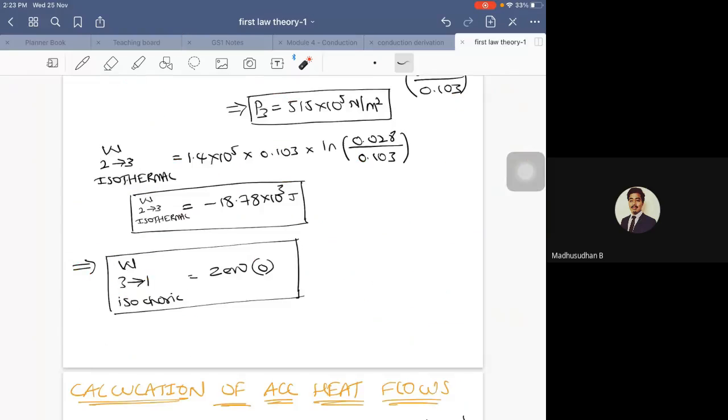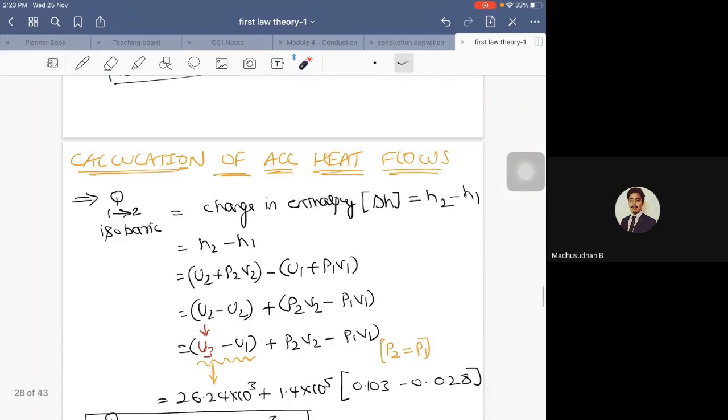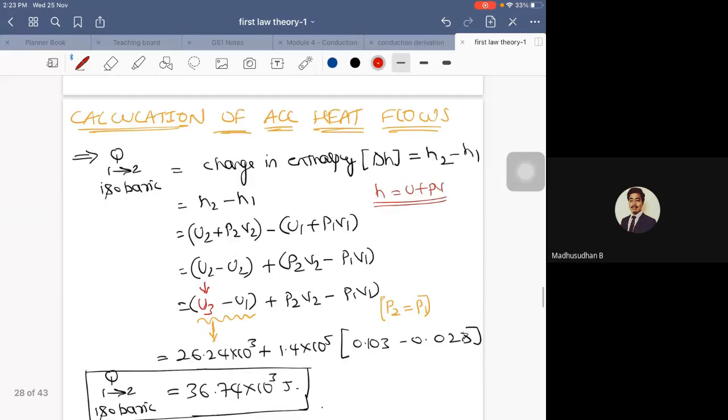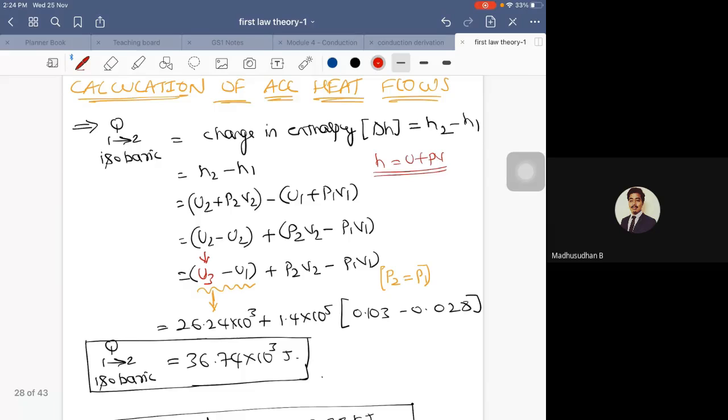So the same thing is being done here. Q1 to 2, since it is an isobaric process, change in enthalpy has to be calculated. That equals H2 minus H1. H2 is again U2 plus P2 V2, and H1 is again U1 plus P1 V1, because you have H equals U plus PV. So this you have to remember again. Take the U's on one side, so U2 minus U1 would be there, plus P2 V2 minus P1 V1.